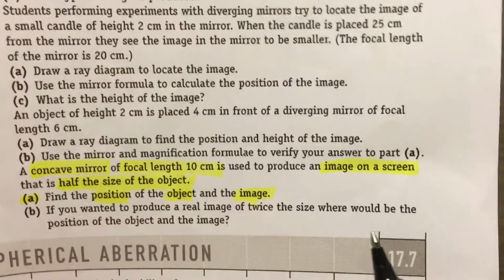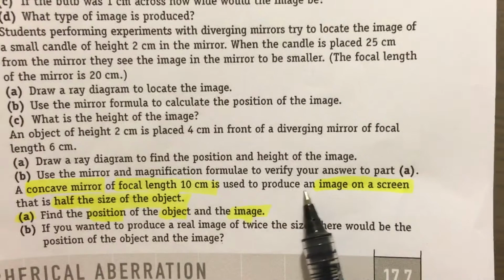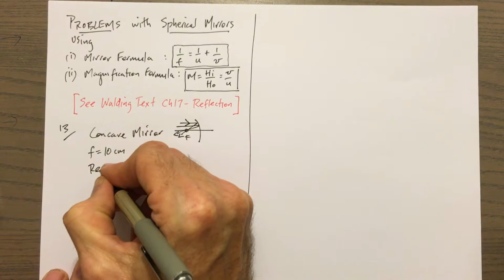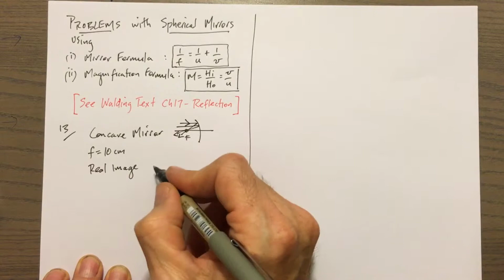We're given that the image on the screen that is produced must be a real image. If it's a virtual image, you won't get an image on a screen. So that's a giveaway telling us it's a real image. Let's write that down: we're getting a real image. Now what does that mean? It just means that everything's positive with a concave mirror.